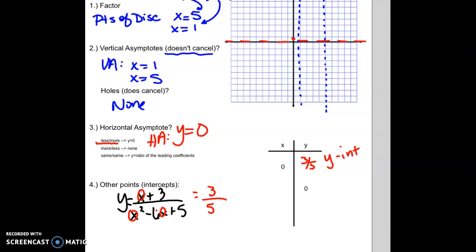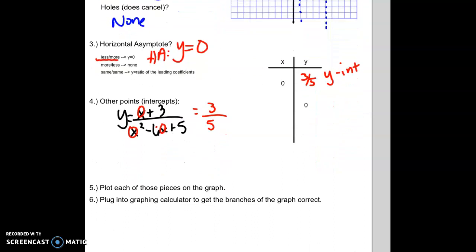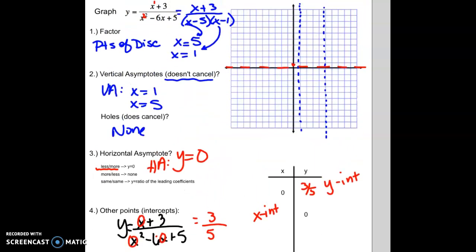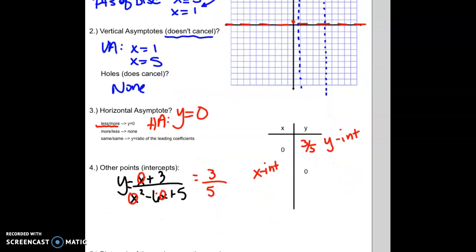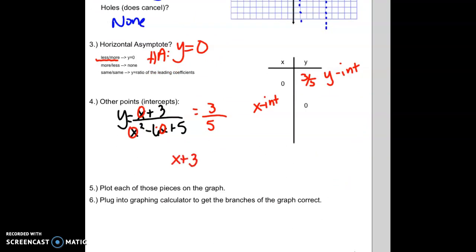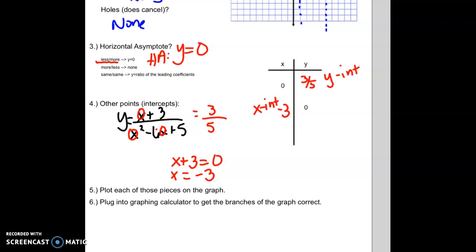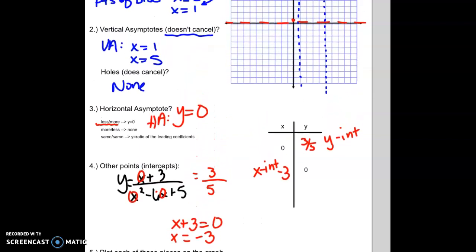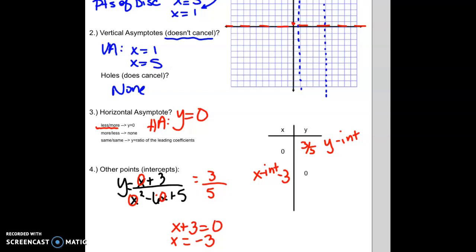Okay, to find our X-intercept, we need to plug a 0 in for y. And we said that when we put a 0 in for y, really when we cross multiply, it cancels out that denominator. And so we're really just looking at what makes the numerator equal to 0. And since our numerator is x plus 3, it equals 0 when x is negative 3. All right, so let's go ahead and plot that.